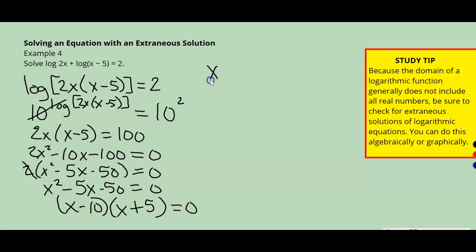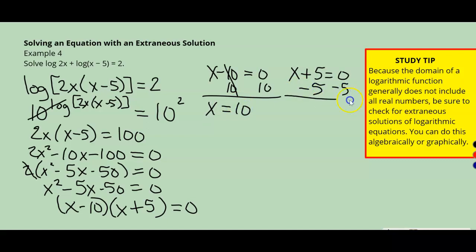Once I get to here, I can say x minus 10 equals 0, and x plus 5 equals 0. Again, I'm using the zero product property. So x equals 10. Subtract. x equals negative 5. So just knowing logarithms, I'm going to assume the negative 5 is probably the extraneous solution, but we do need to check both of these to see which one is the real solution and which one is extraneous.